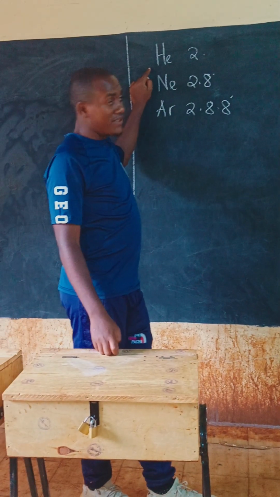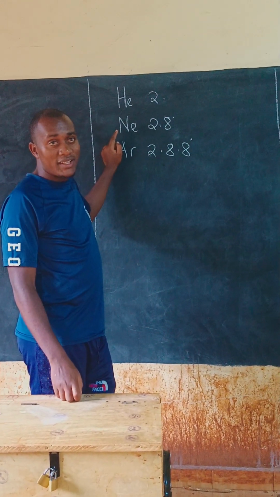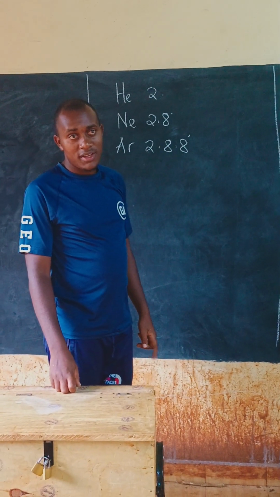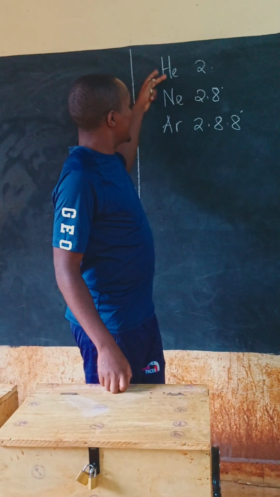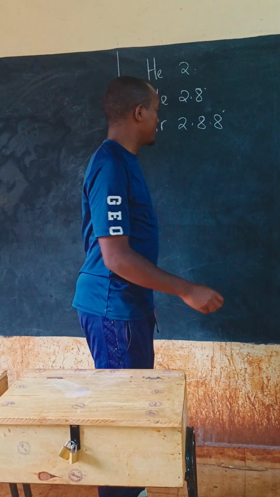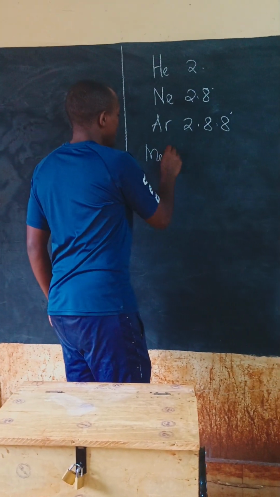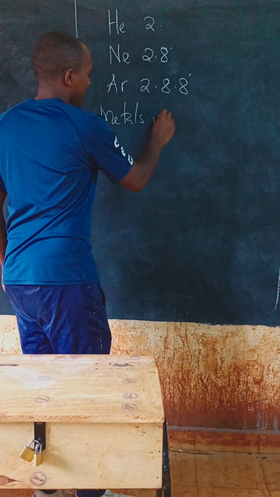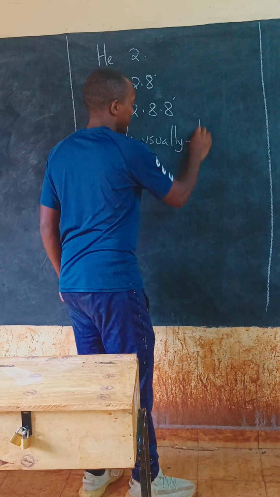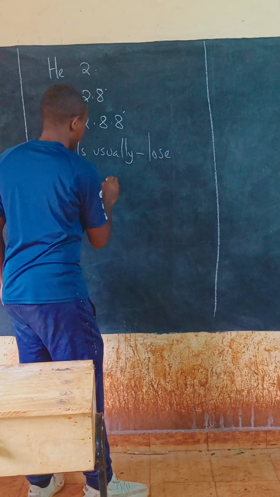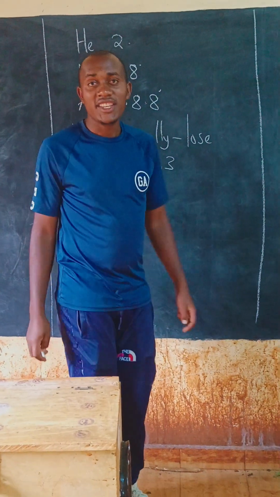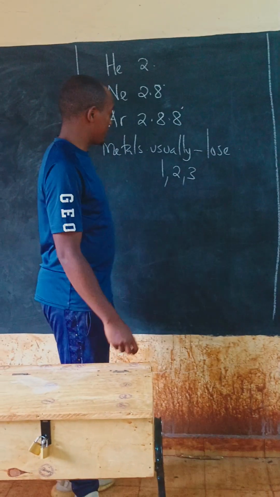Elements that do not have this electronic arrangement form ions. So elements without this electron configuration form ions, either by gaining or losing electrons. Metals usually lose electrons because they have 1, 2, 3 electrons in the outermost energy levels.